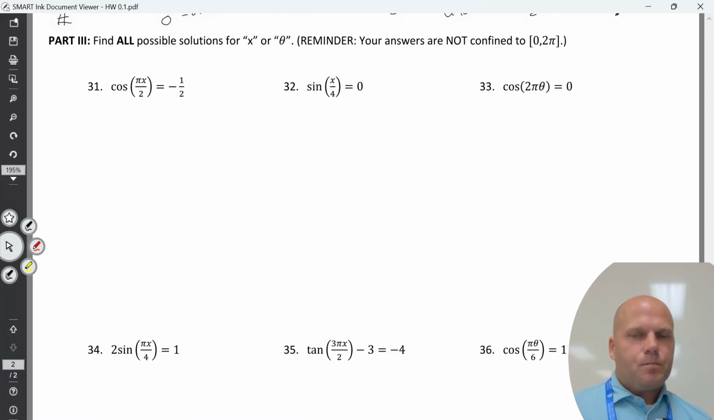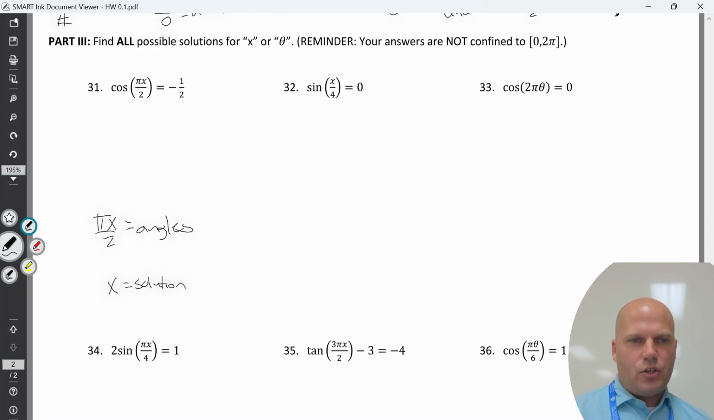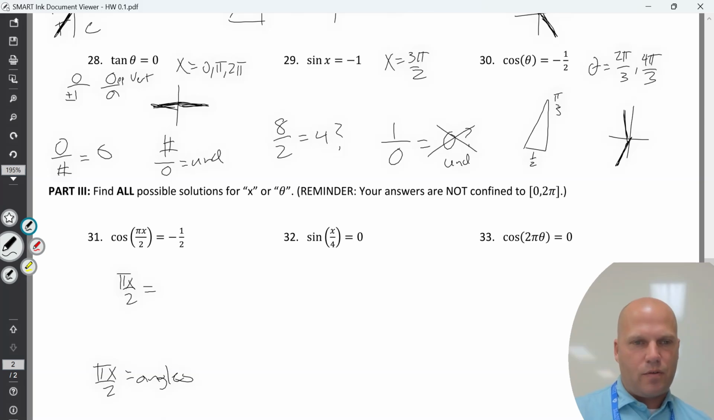Okay, now, what happens if there's more stuff inside our trig function? It's this trig function of this expression where x is going to be our solution. So x is our solutions, but pi x over 2 are angles. So it's like our solution times pi over 2 gives us our angle. What we like to think is that we start out where our angles have to equal, well, what do? We did 2 pi over 3 and 4 pi over 3 for the previous one.